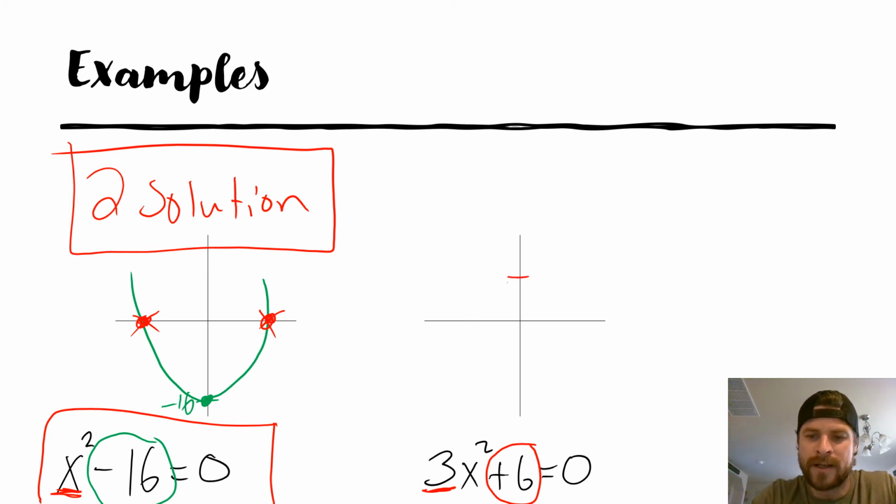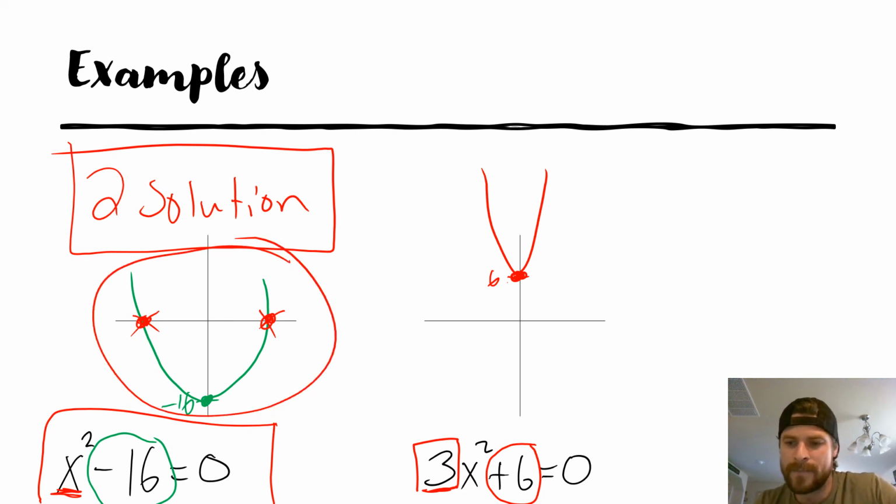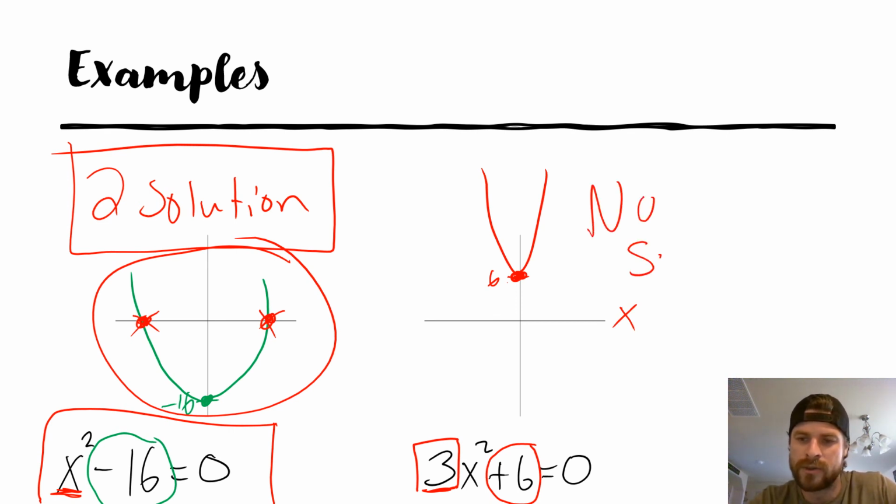So I'm going to go up here to +6, put my vertex. And remember, this 3x tells me that we're just rising faster. So my sketch of this graph is going to look more like this. Notice that that parabola is much steeper, rising at a greater rate than this previous one. And this here is not crossing the x-axis anywhere. Therefore, this would have no solutions.